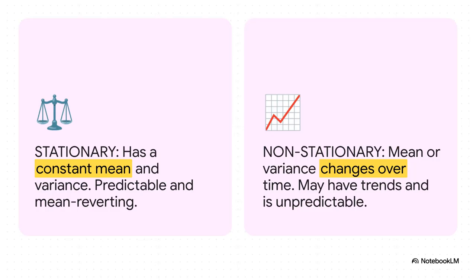And this visual really drives the point home. On the left, you've got a stationary series. It just kind of hovers around a stable average. But on the right, that non-stationary series has a clear trend, right? It's obviously going somewhere. Our goal almost always is to get our data to behave like that predictable series on the left before we try to model it.